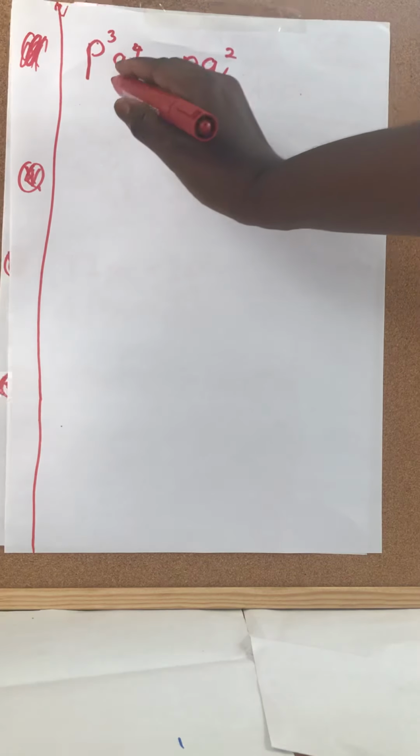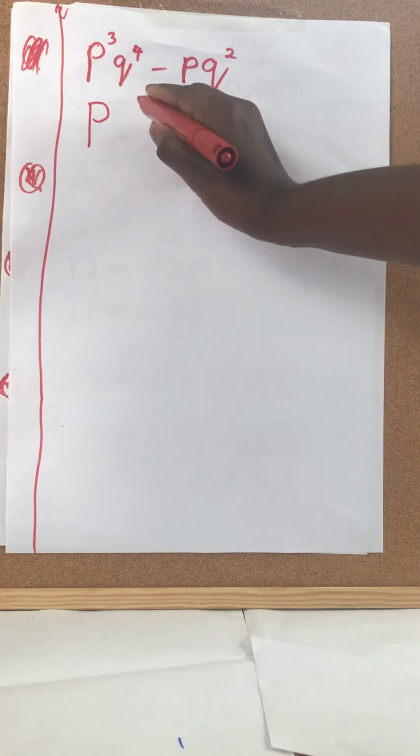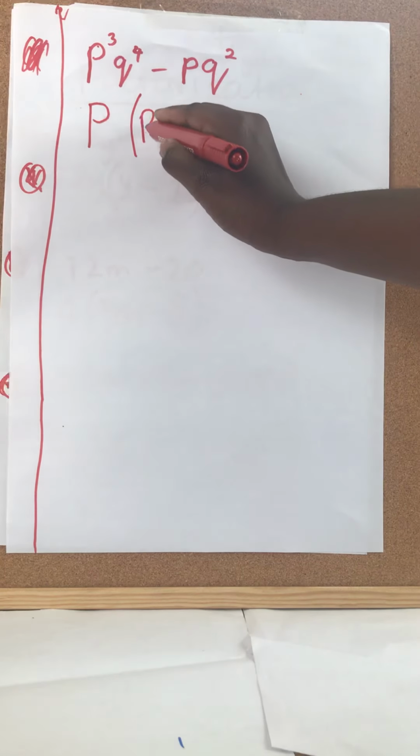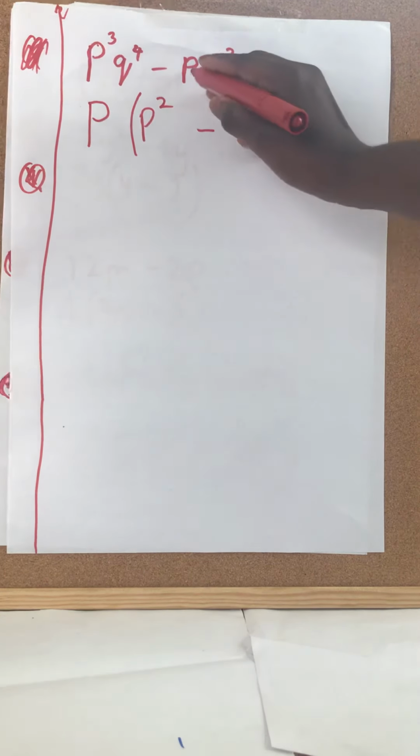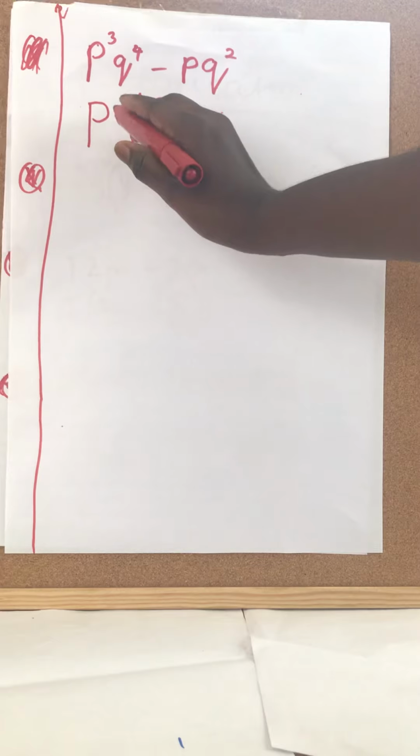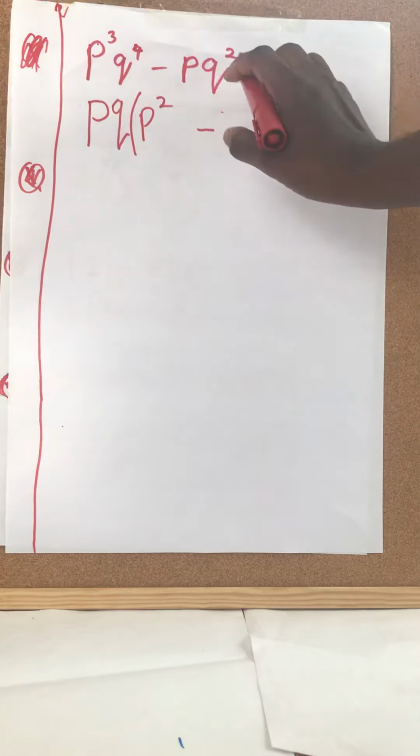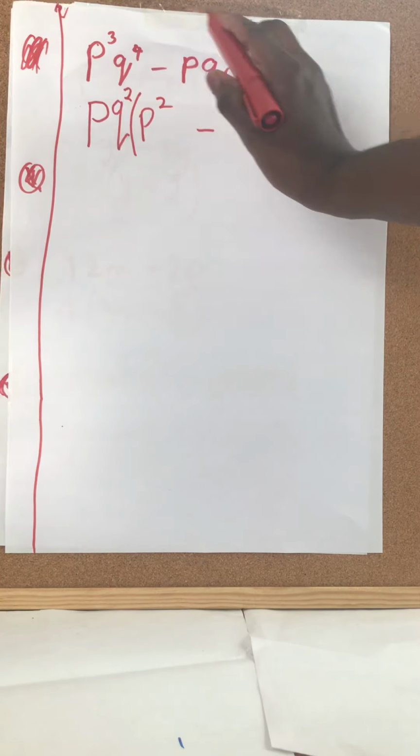P raised to power 3 Q raised to power 4 minus P Q squared. What is common? I have p cubed, I have just 1 p. Definitely 1 p is common. So I will have p squared left here, and I'll have nothing left here. What is common again? I have q. Q is common, but to what power? 2, because this is 4 and this is 2.